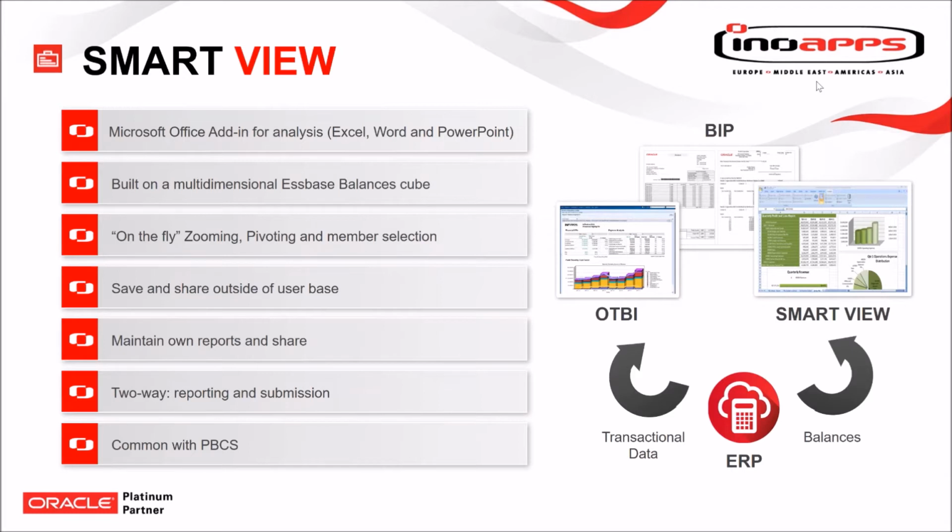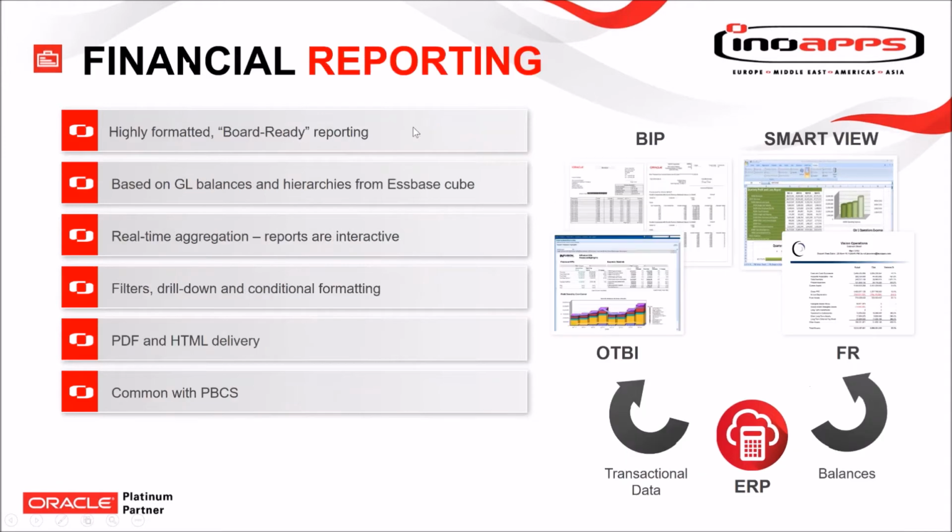The final piece that we're going to look at, the fourth if you like, is again going to be based on balances, and we're going to be taking a look at financial reporting, or FRs. So this and SmartView are both common tools with the Planning and Budgeting Cloud Service, which is Oracle's enterprise performance management tool for planning and budgeting, which is a sister product, if you like, of the ERP. So again, across the Oracle suite, even outside of the ERP modules, you have a real synergy there of these reporting tools.